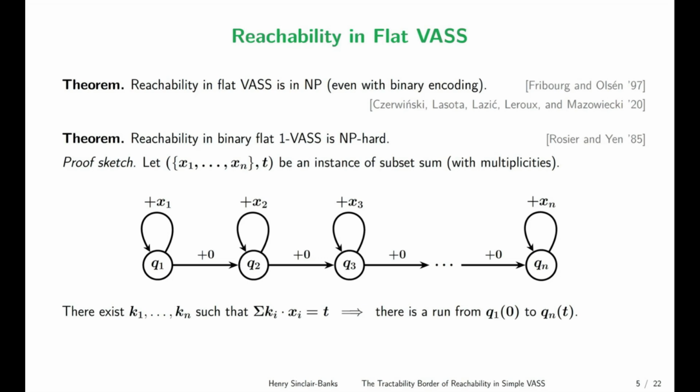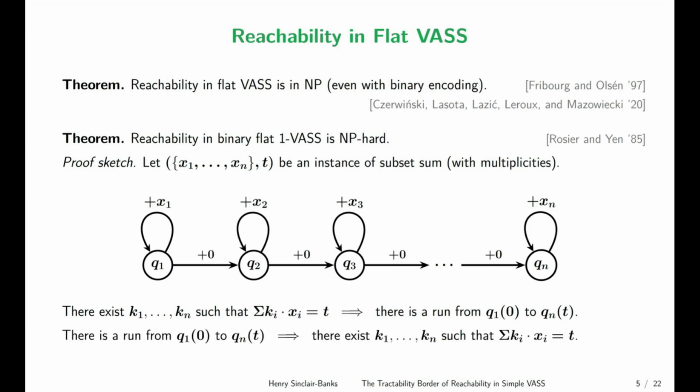It's pretty straightforward. If all of the values x1 through xn are positive, then you don't need to worry about the counter going negative. Reachability is therefore NP-hard. If there is a solution to the instance of subset sum, it will tell you how many times to take each cycle, and vice versa. If reachability holds, you look at how many times you took each cycle, and that will tell you the solution to subset sum. Convincing?